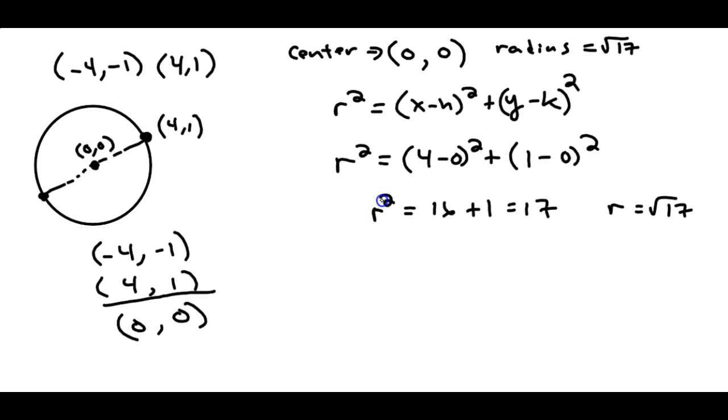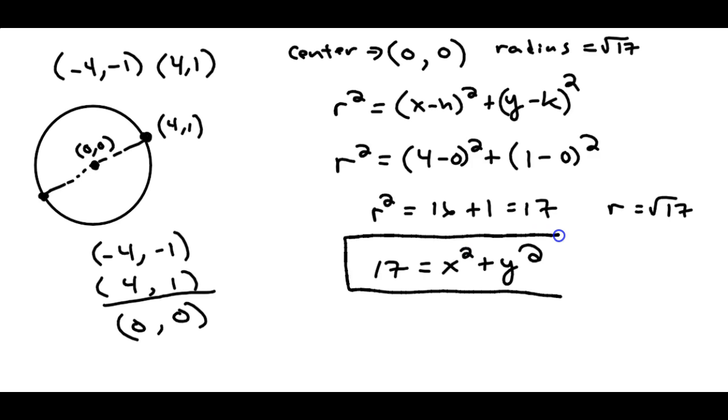So my equation here, going back to this spot right here, when I fill it out, r squared equals 17. And then my center is at 0, 0, so I end up with x minus 0 squared plus y minus 0 squared. So there's the equation for my circle.